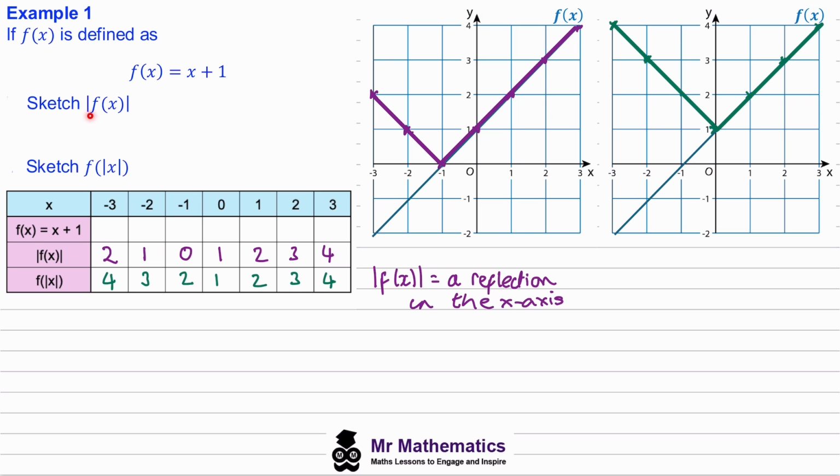So if the modulus of f of x is a reflection in the x-axis, what do you think the function of a modulus of x will be? So the function of a modulus of x, this is a reflection in the y-axis. Can you see that all of these points have been reflected through the y-axis to create these points, okay? So as we progress through this video, we're going to be using these two properties. Let's try example 2.